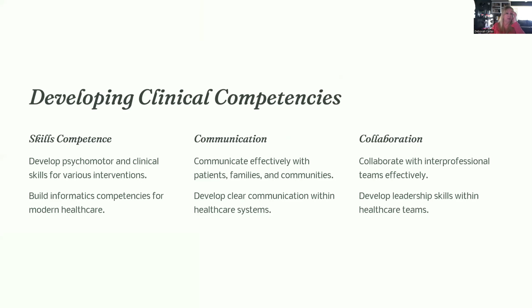So developing essential clinical skills competence, psychomotor skills, developing hands-on clinical skills, intervention that forms the backbone of nursing practice. Students demonstrate proficiency in procedures ranging from basic vital signs to complex treatments. Communication excellence. They need to be able to communicate effectively with patients, families, communities, and healthcare team members. And this includes verbal, nonverbal, written, electronic, all of that.